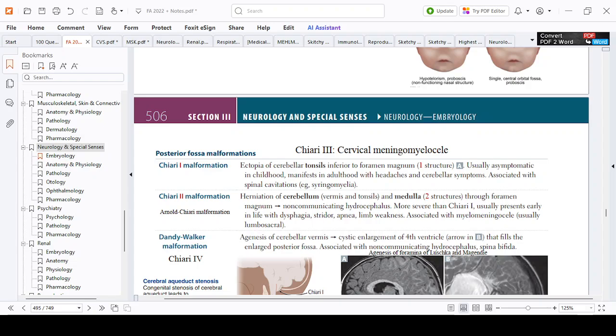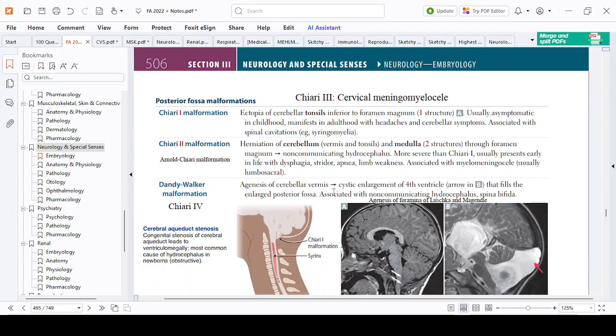Neuroblastoma, neural crest cell; pheochromocytoma, neural crest cell; schwannoma, neural crest cell; melanoma, neural crest cells; cleft lip, cleft palate, malformation, failure of the fusion. Just remember all these things, okay. Now let's move to the next, posterior cranial fossa malformation, Chiari 1, Chiari 2, okay.